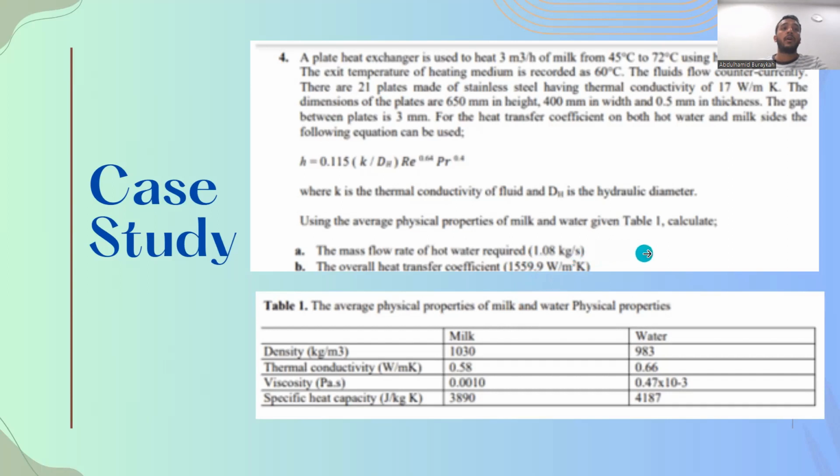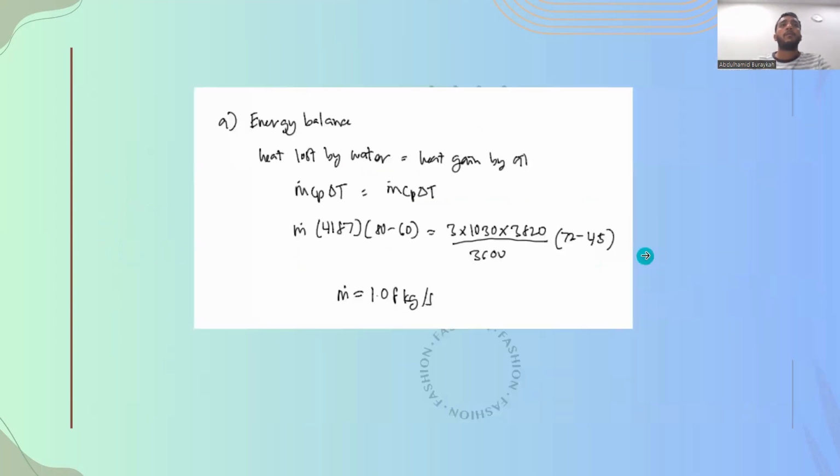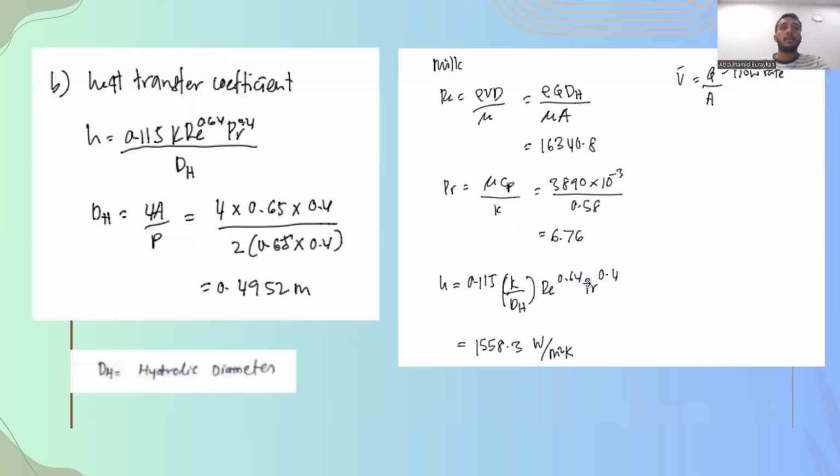The question wants us to find first the mass flow rate of hot water required and the overall heat transfer coefficient. Next slide, please. First of all, we will start with the energy balance equation, which states that heat lost by the water is equal to the heat gained by the milk. We'll use the equation, which is mass flow multiplied by the specific heat capacity multiplied by the temperature difference. After we substitute the values that we have, we will get that the mass flow rate is 1.08 kilogram per second. Next slide.